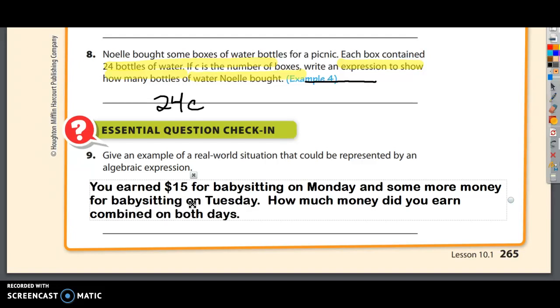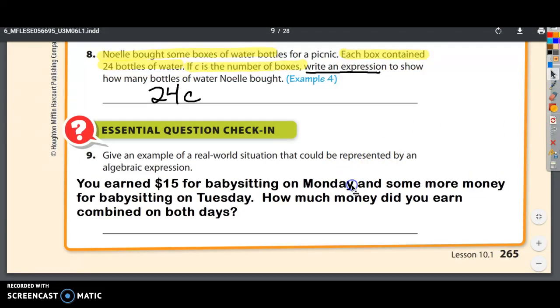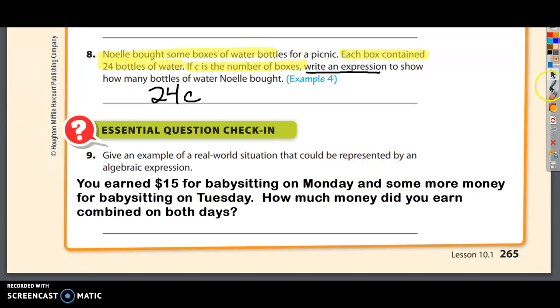Well, this is an algebraic expression. Do you know why? Because to answer this question, we don't have all the information. The reason this is an algebraic expression is because you earned 15 on Monday plus some more money on Tuesday. And how much money is that? You don't know. In fact, I'm going to go ahead and delete that equal sign. It's 15 plus C. 15 for how much you earned on Monday, and C for you don't know how much you earned on Tuesday. So it's 15 plus C.